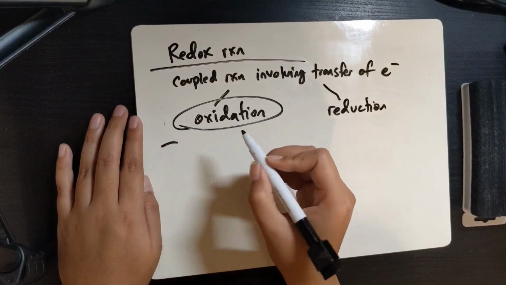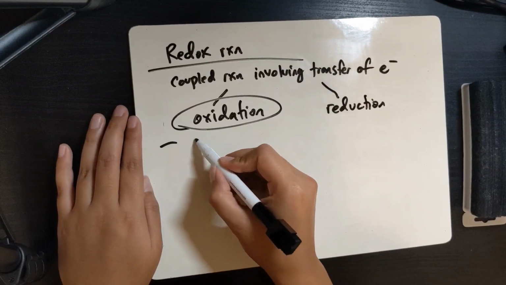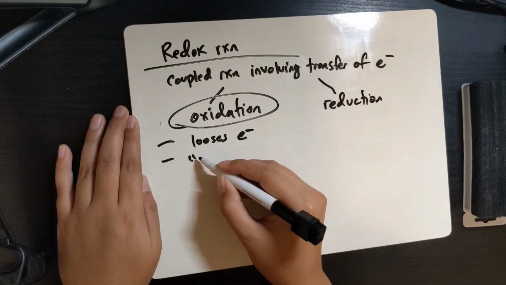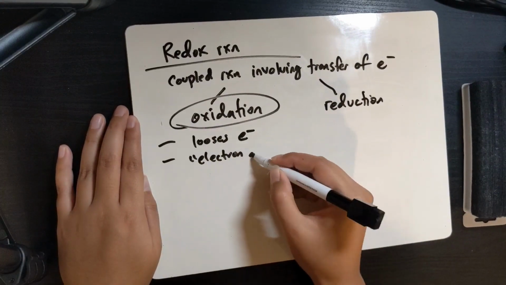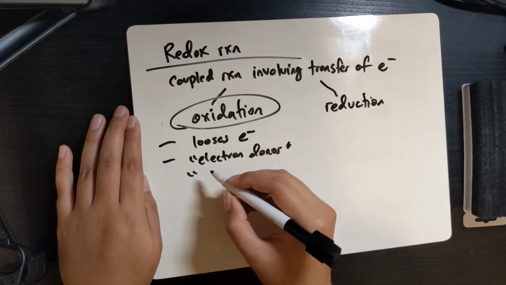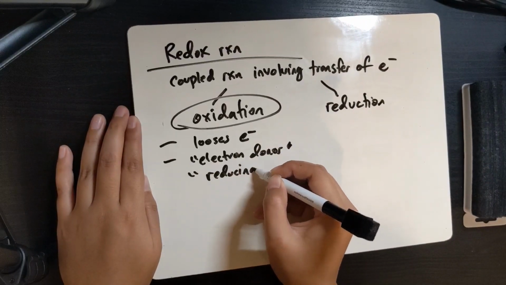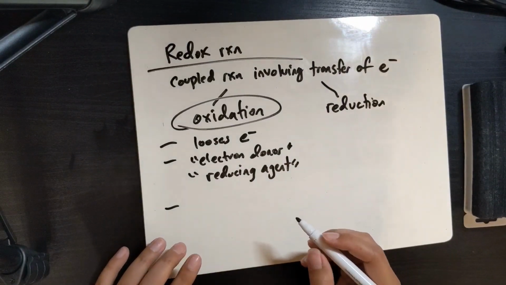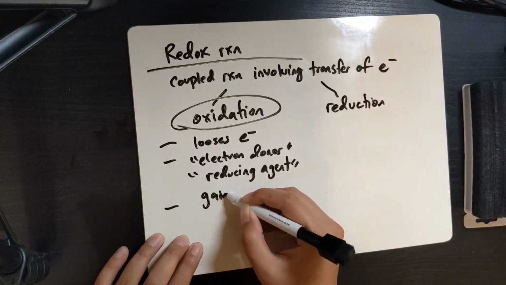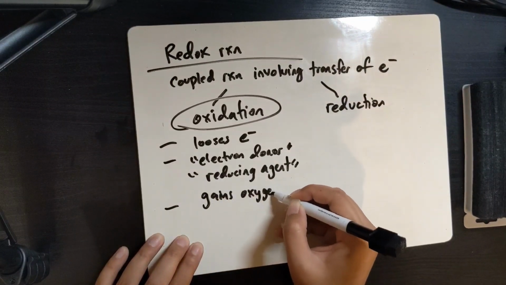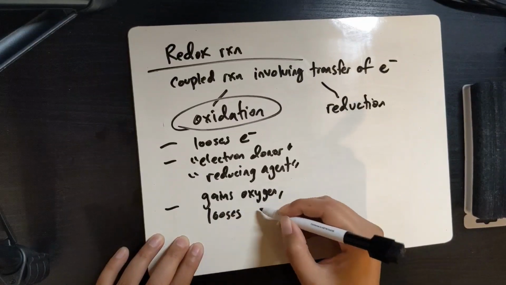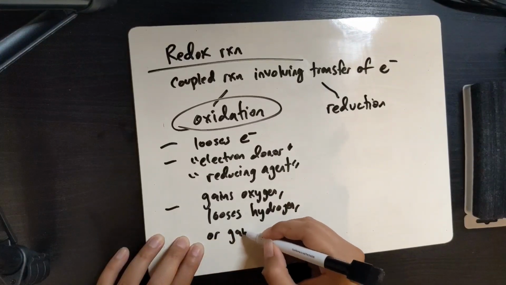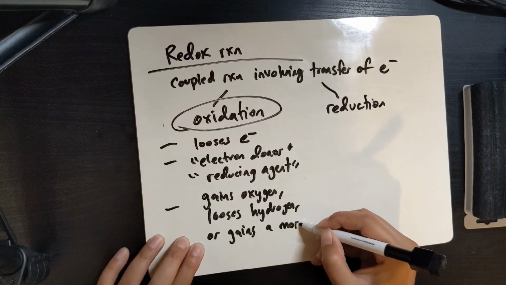In an oxidation reaction, the molecule or atom loses electrons. It becomes an electron donor, sometimes also referred to as a reducing agent. You can tell that the compound is oxidized because it either gains oxygen, loses hydrogen, or it gains a more positive charge.